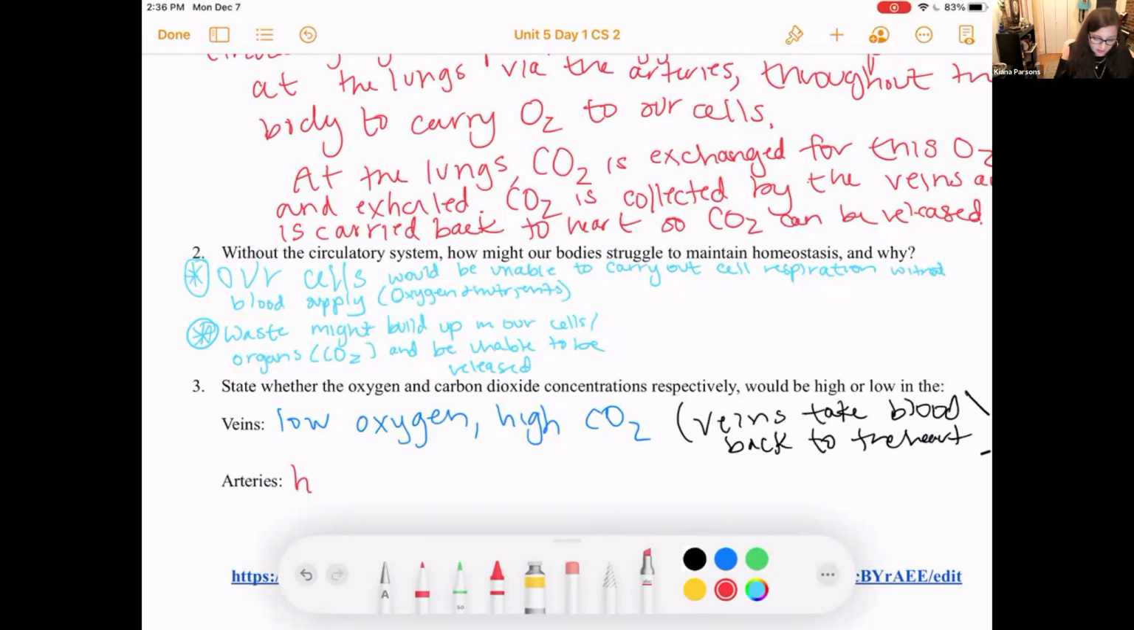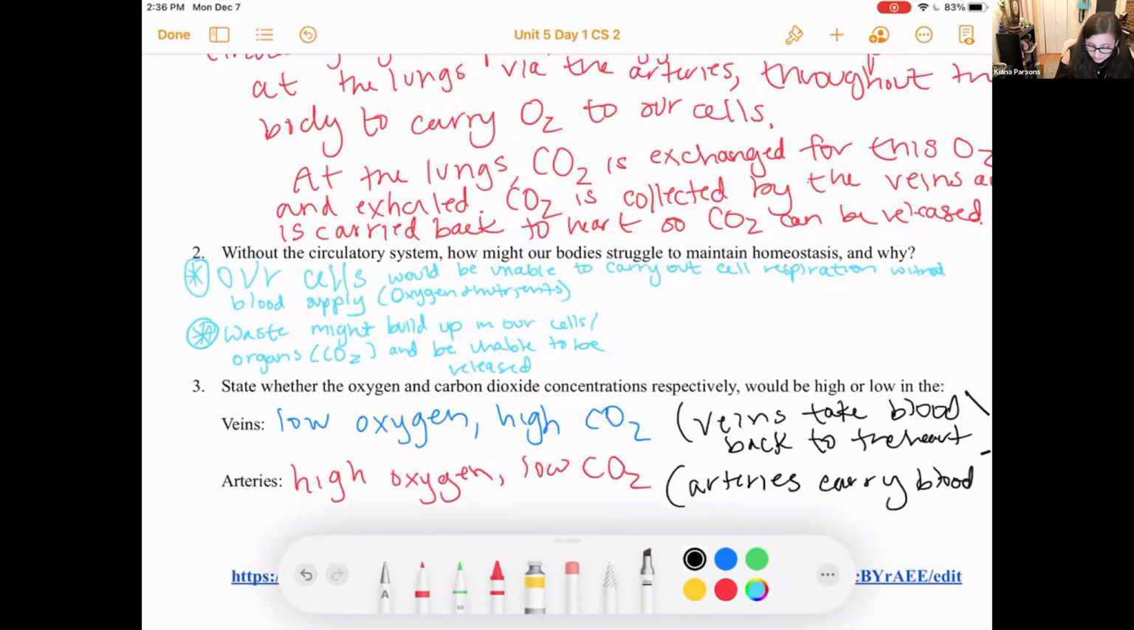High oxygen, low CO2 because they haven't picked up any waste from our cells yet. And instead they're like gung-ho on their way, carrying blood away from the heart. And that is enough about that.